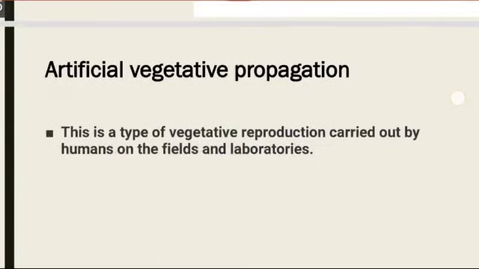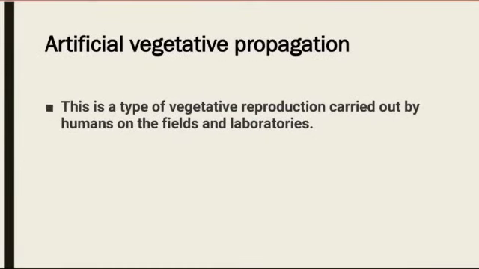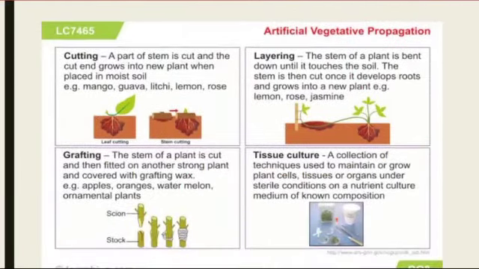And now we will be discussing how we can do some artificial vegetative propagation. Till now we have discussed the natural method of vegetative propagation, where there is no involvement of human beings. But now we will be checking how we can make some propagation in the case of plants. This is a type of vegetative reproduction carried out by humans in the field and in the laboratories. The different kinds of artificial propagation are cutting, layering, grafting, and tissue culture.